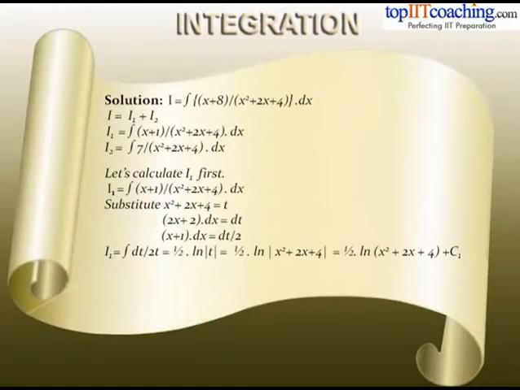Now this is nothing but 1 by 2 into ln of modulus of t, because the integral of 1 by t is ln t. Again, substituting back the value of t as x square plus 2x plus 4, we get I1 equal to 1 by 2 into ln of modulus of x square plus 2x plus 4. We also have to add a constant, let us say c1. So I1 would be equal to 1 by 2 into ln of x square plus 2x plus 4 plus c1. Here we have taken this out of the modulus sign because x square plus 2x plus 4 is always a positive quantity.